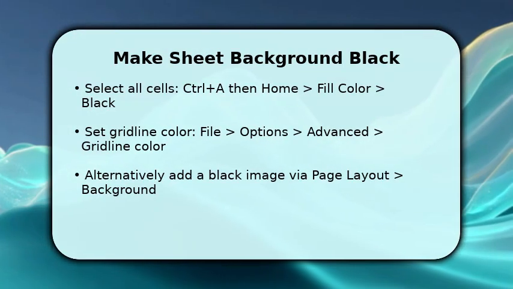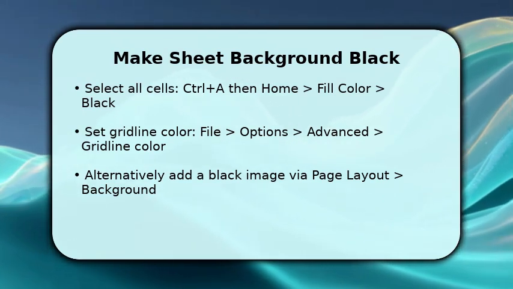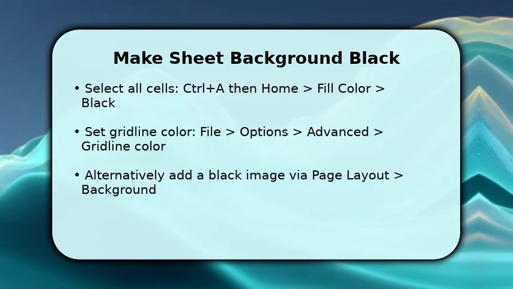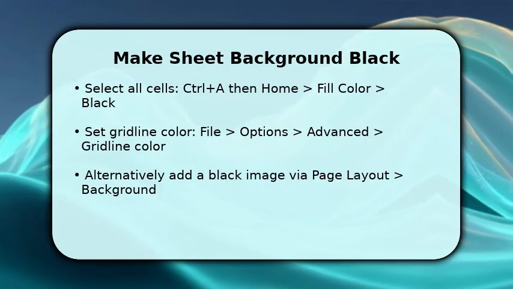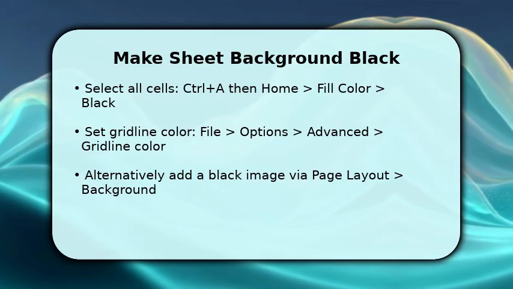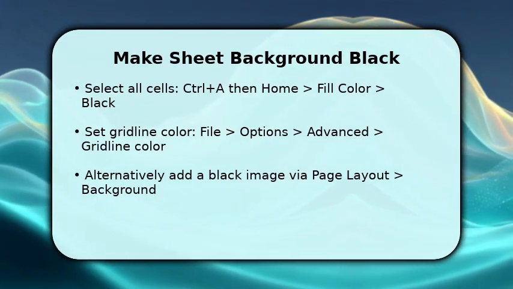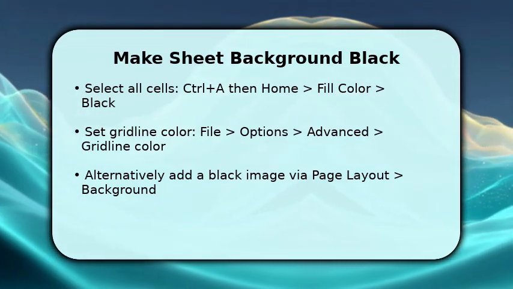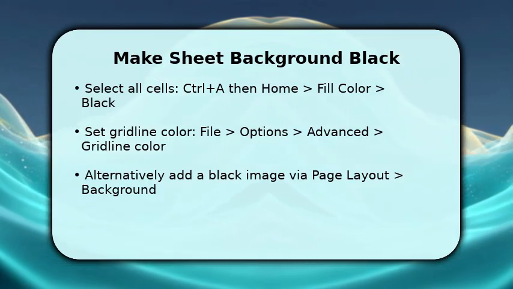Next, you change the worksheet canvas itself to appear black. Select all cells, Ctrl+A, and apply Fill Color, black from the Home tab. This paints every cell. Once done, make sure to set grid line color to a contrasting light color via File, Options, Advanced, Display Options for this worksheet so lines remain visible. If you prefer a true background, add a black image in Page Layout, Background, but note that images do not change cell fill color or printouts the same way.